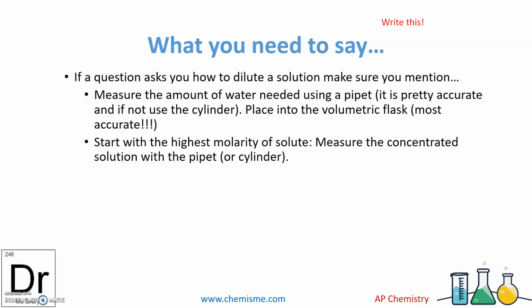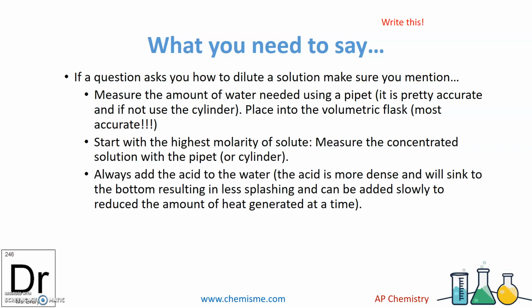Start with the highest molarity of the solute and measure this concentration with the pipette or cylinder. So take that highly concentrated substance and measure it with something that is really specific. Always add the acid to the water. The acid is more dense and will sink to the bottom, resulting in less splashing, so it's more safe. And it can be added slowly because sometimes there's heat generated, and you can do it slowly so there's not too much heat.